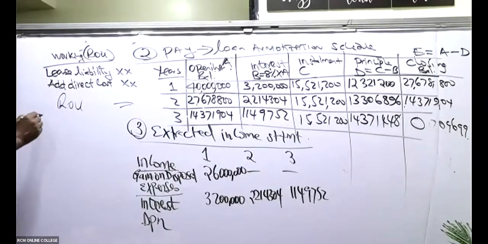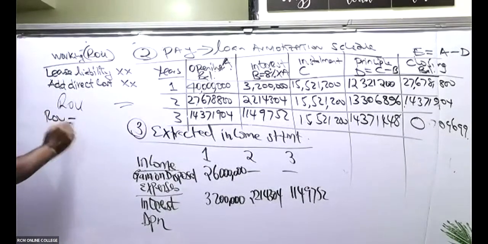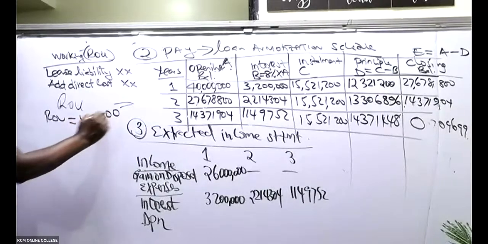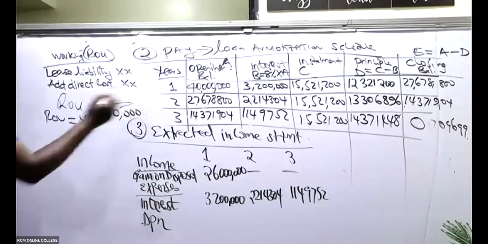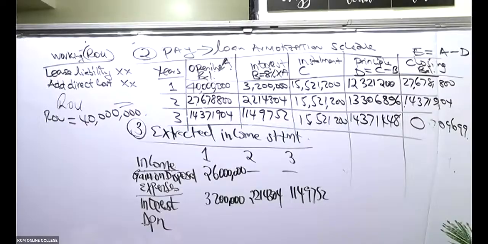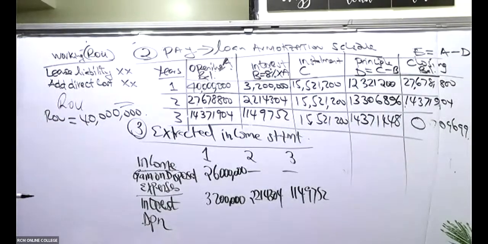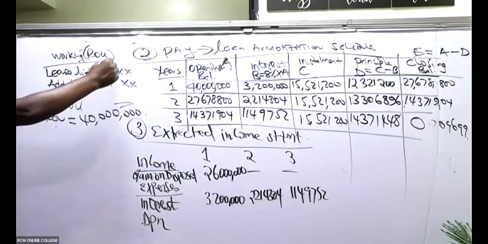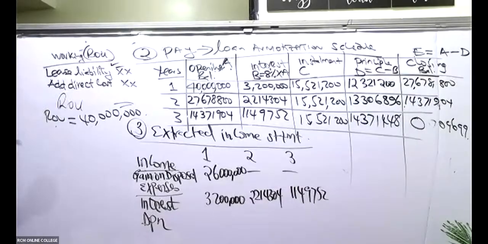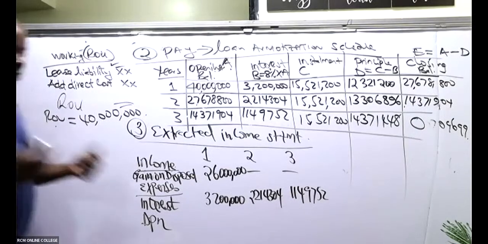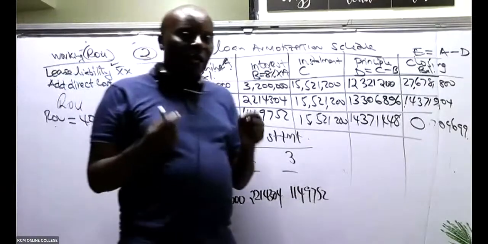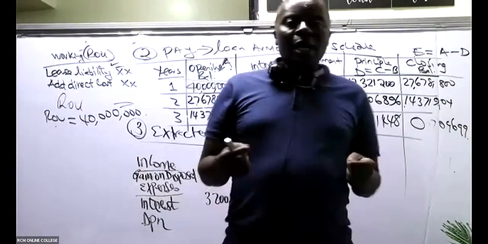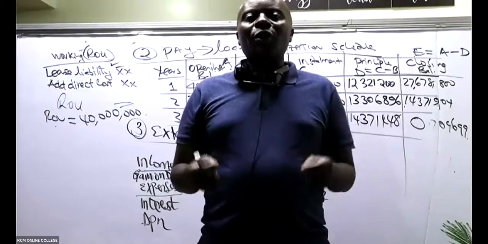So basically, in our case, our ROU will be exactly equal to what here? Somebody? To 40 million, because there are no additional costs. So our ROU will basically be equal to the lease liability. Remember, this right of use is what will be your asset value as you begin.